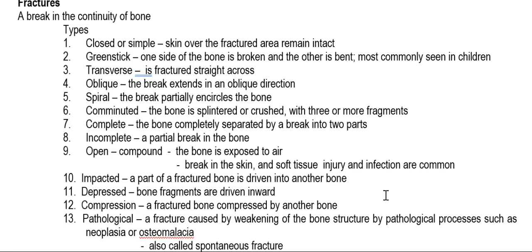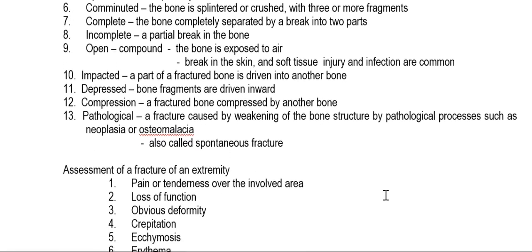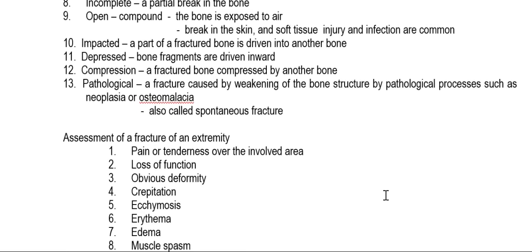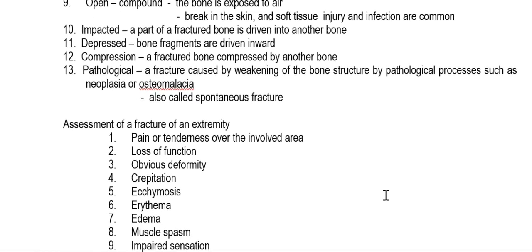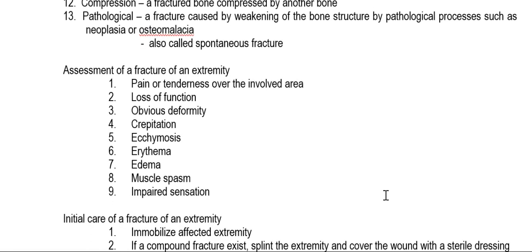Pathological fractures are caused by weakening of the bone structures by pathological processes such as your neoplasia or osteomalacia. These are called spontaneous fracture. This is pathological, meaning these are fractures made because of an existing disease condition such as your cancer.